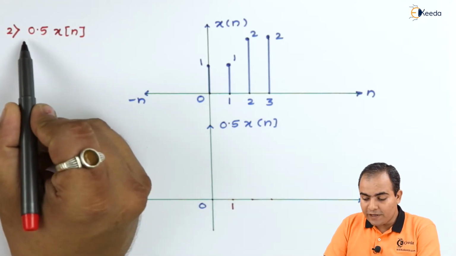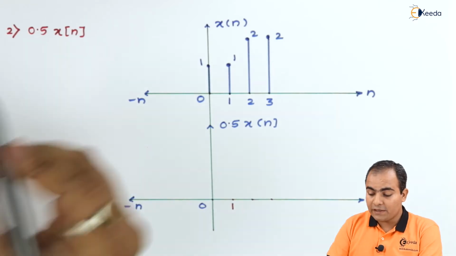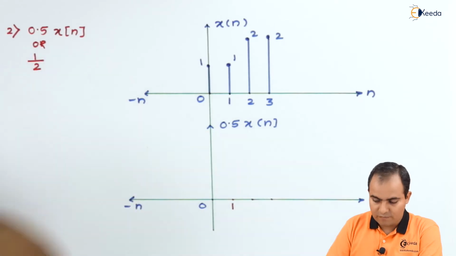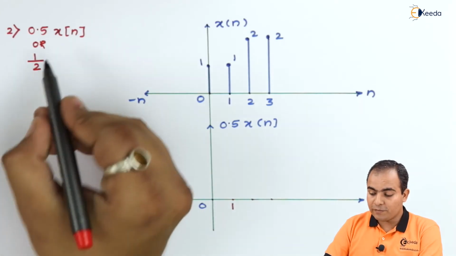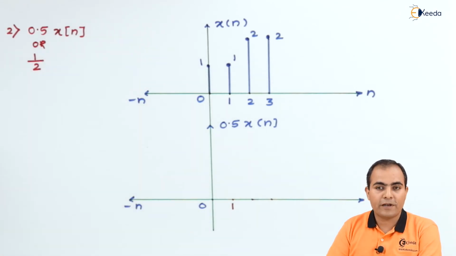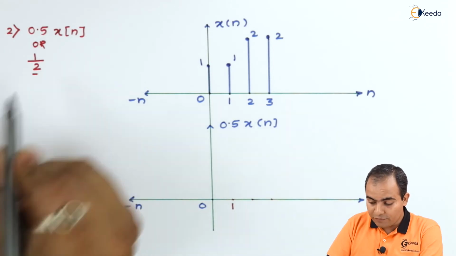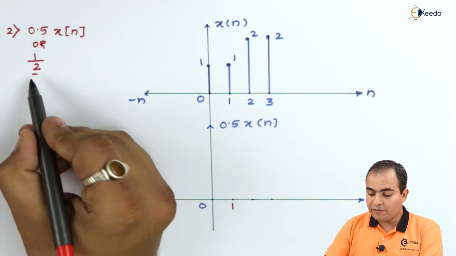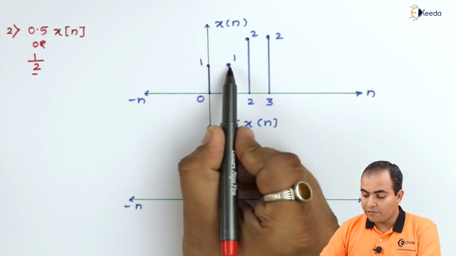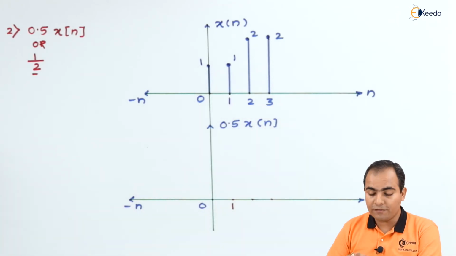So if we are multiplying by 0.5, this 0.5 is nothing but half, or half is nothing but this whole x of n is divided by 2, or the whole amplitude is multiplied by half, which means our whole graph amplitude goes on decreasing by a factor of 2. So the same thing we are going to apply over here. All the amplitudes will be divided by 2. So 1 and 1 will now be available at half, and 2 and 2 will now be available at 1.